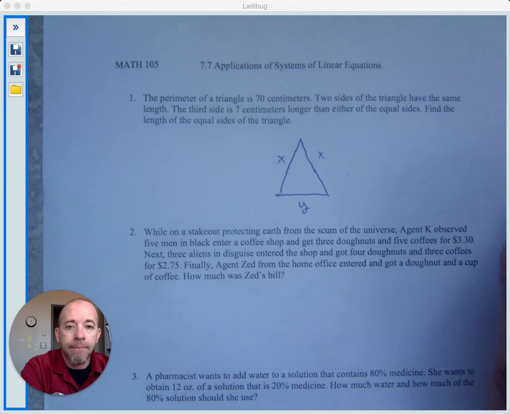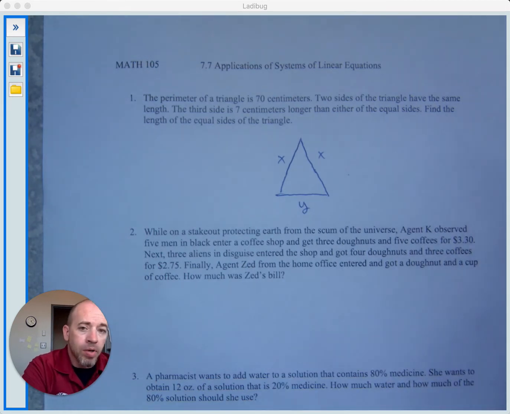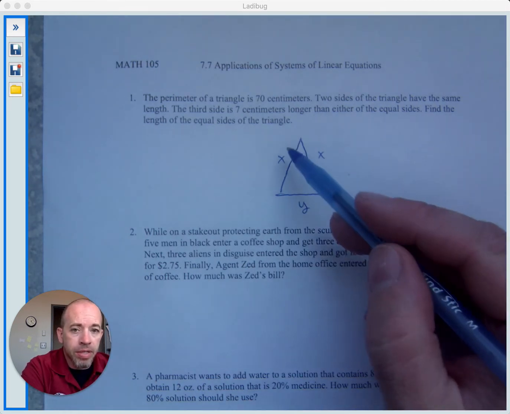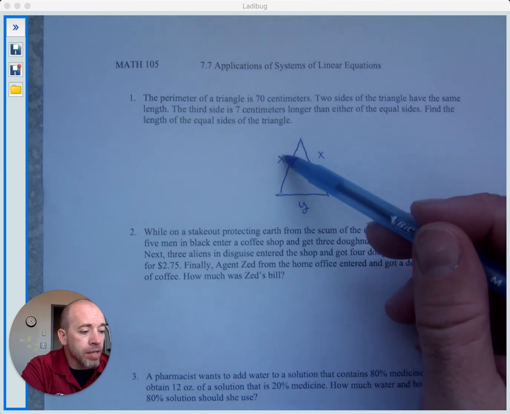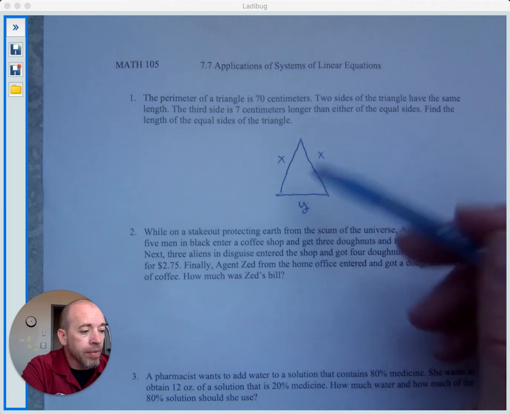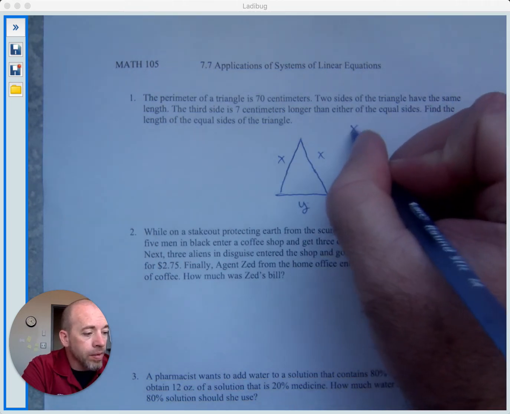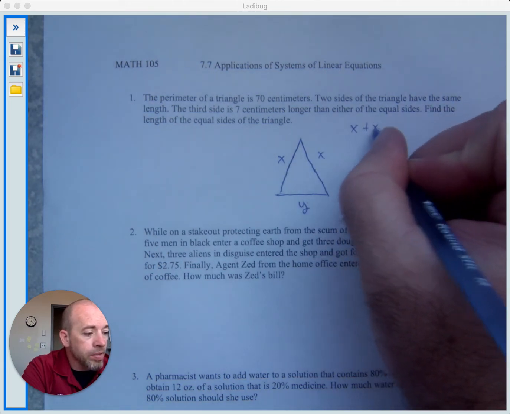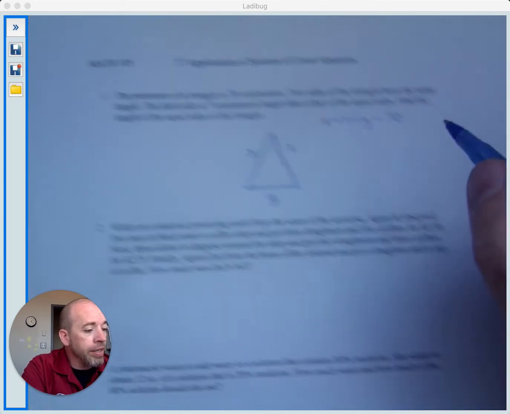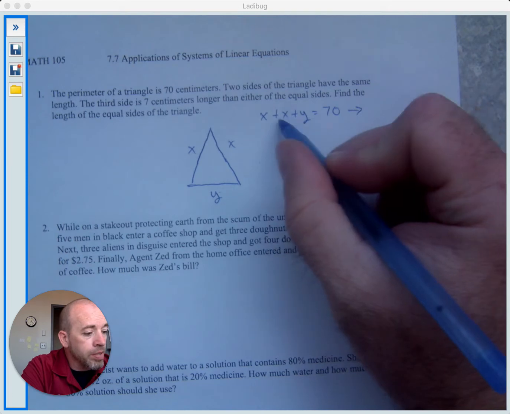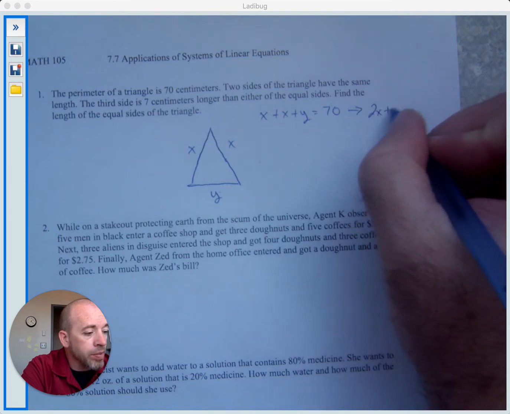Okay? And then let's start writing some equations. So the perimeter, we're told, is 70 centimeters, right? So the perimeter is the distance around, x plus x plus y, or x plus x plus y equals 70. We could write that in a simpler way, right? We could say x plus x is 2x, so 2x plus y equals 70.